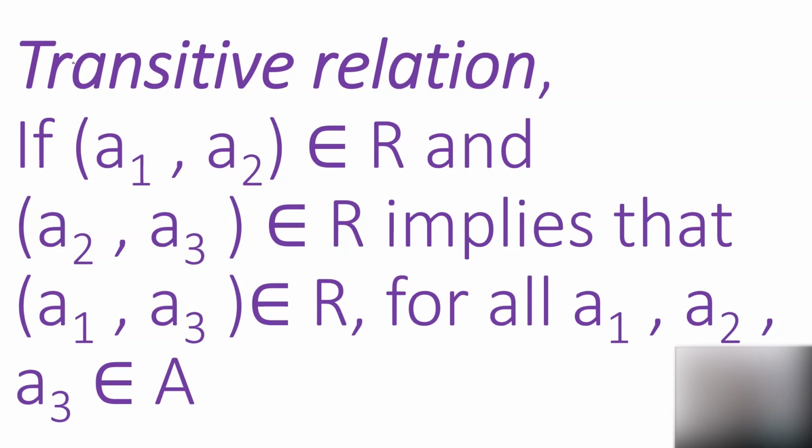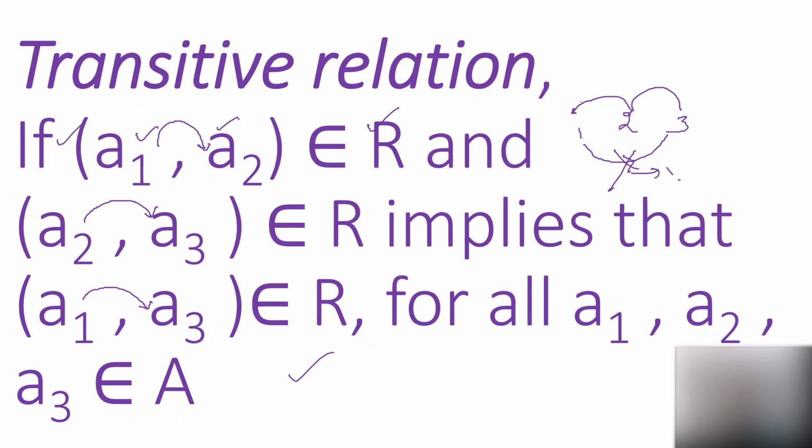Next is the transitive relation. If a1, a2 and a3 belong to the set, and a1 is related to a2 and a2 is related to a3, then a1 is also related to a3, then we can say that the relation is transitive. If 1 is related to 2 and 2 is related to 3 as well as 1 is related to 3, then we can say this is transitive. If 1 is not related to 3, then this is not transitive.